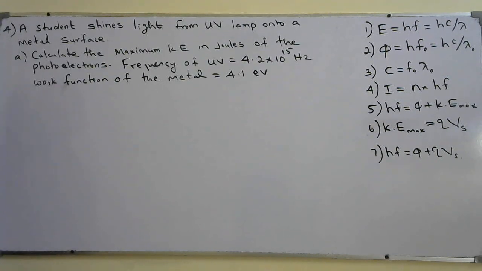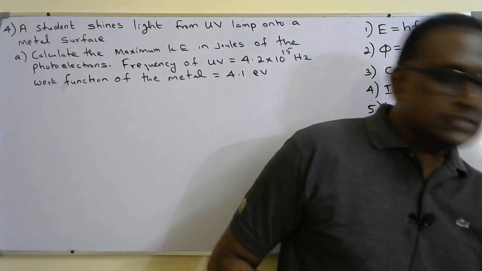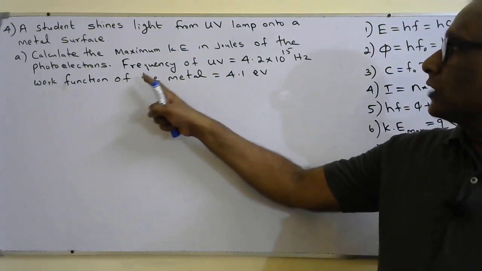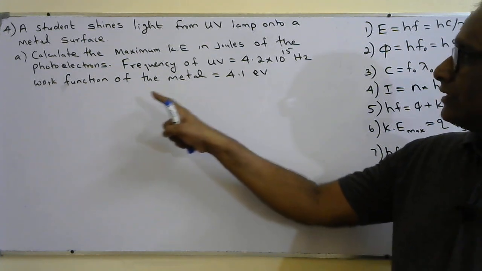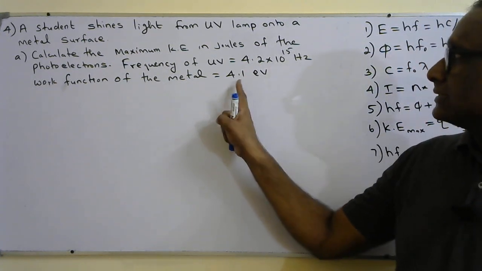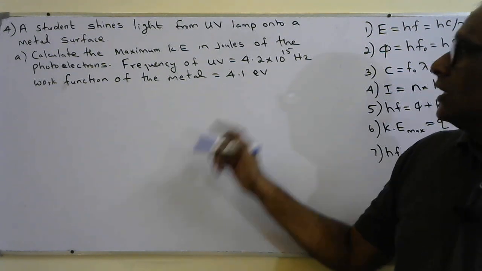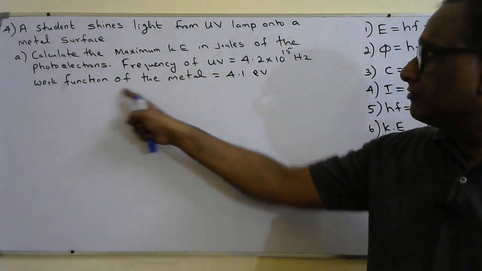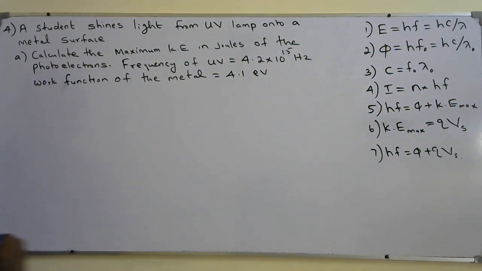Okay, fourth question. A student shines light from a UV lamp onto a metal surface. Calculate the maximum kinetic energy in joules of the photoelectrons. The frequency of the UV is given. The work function of the metal is given, but it's in electron volt. A simple question, but I put this question because the work function is given in electron volt. Electron volt must be converted to joules. Students normally make mistakes here. Otherwise, it's nothing.